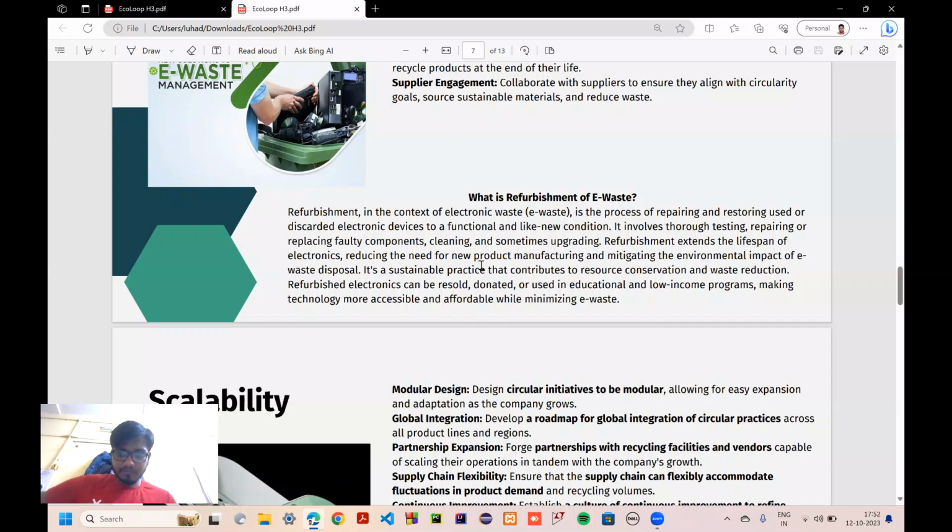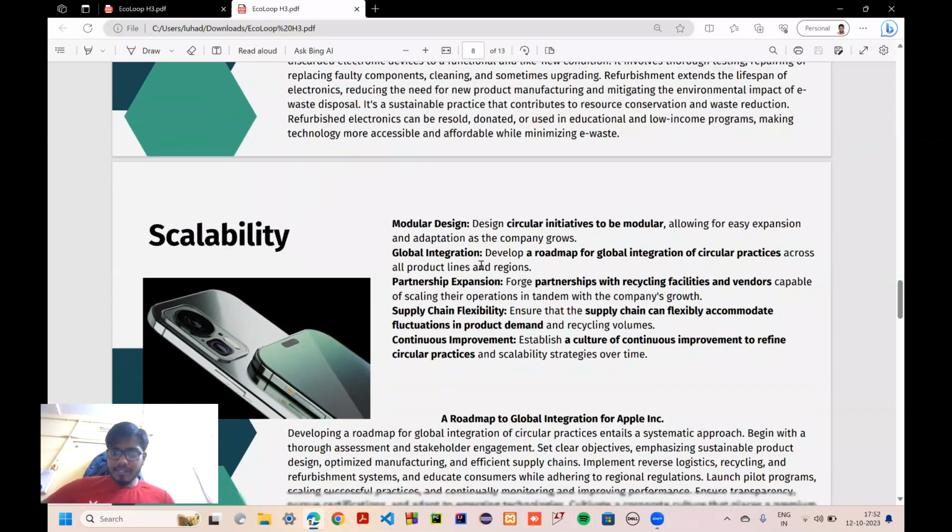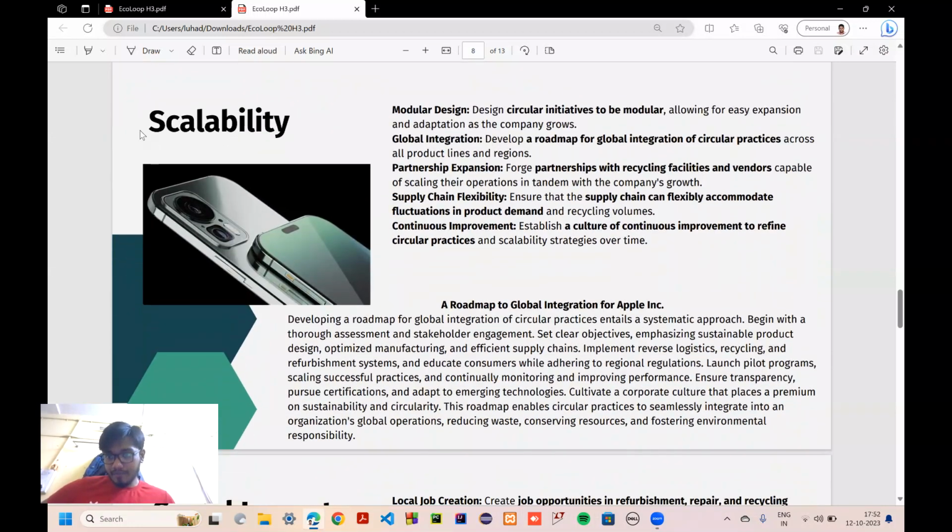e-waste disposal. So, let's move on to the next factor, which refers to scalability. So, this also reduces waste. What are the factors that are included in scalability? Modular design, global integration, partnership expansion, supply chain flexibility, and continuous improvement. If I talk about global integration, it is basically developing a roadmap for global integration of circular practices across all products and lines. Similarly, supply chain flexibility refers to ensuring that the supply chain can flexibly accommodate fluctuations in product demand and recycling volumes.